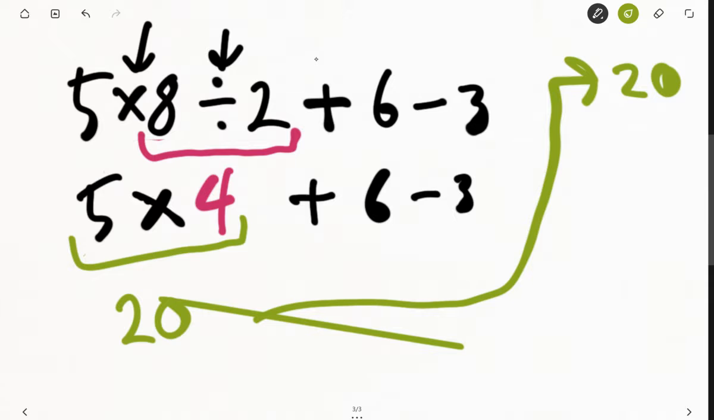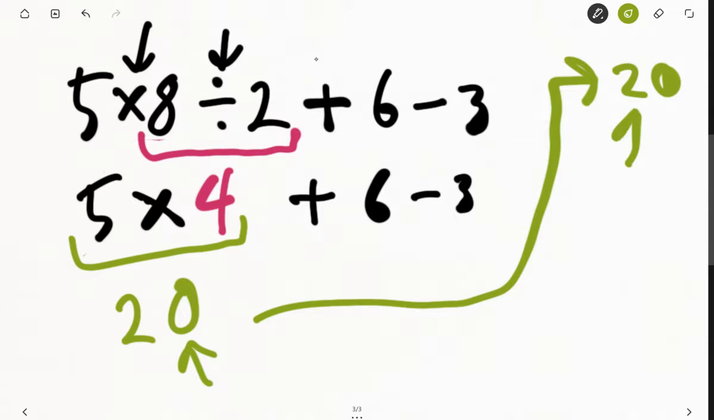Now 5 times 4, what does that become? 20. Does that match the answer we got a minute ago? As you may have suspected, it does indeed. 20 right here matches the 20 that we got earlier. So what that means is it doesn't matter in what order you do those problems. It just matters that you do multiplication and division first.